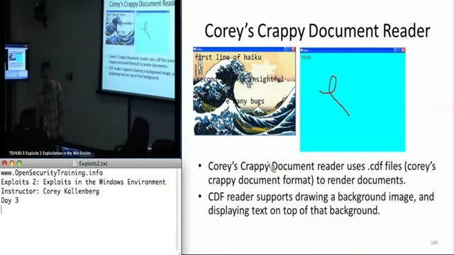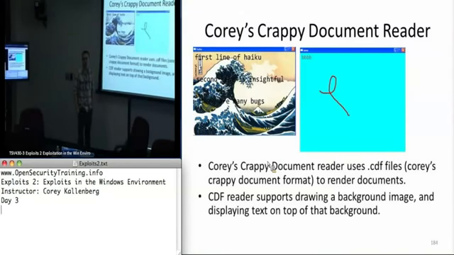All right, so the program we're going to be fuzzing is Corey's Crappy Document Reader, and these are some examples of what it can do. It has this proprietary document format, the .cdf format, and it can render pictures, draw some text, an arbitrary number of lines of text. It can have a title window, and that's really about it.